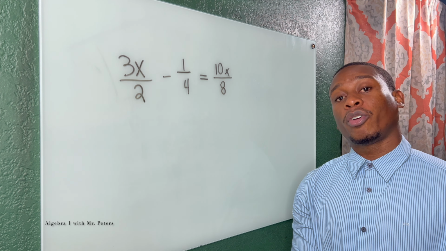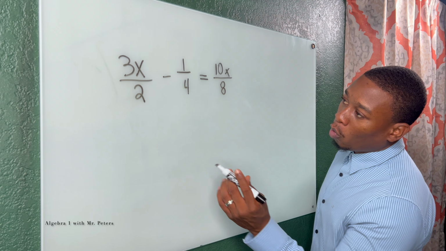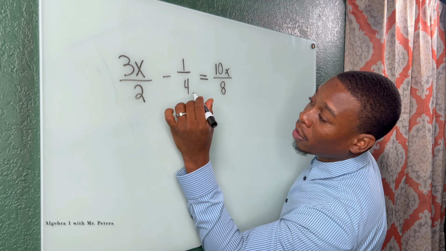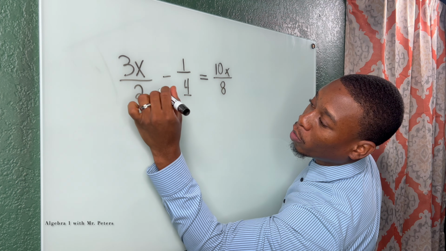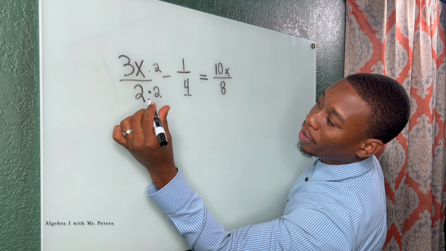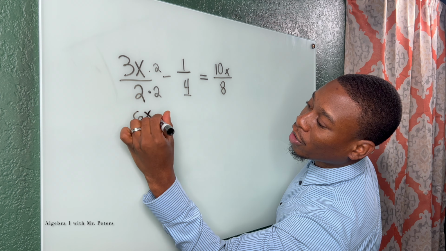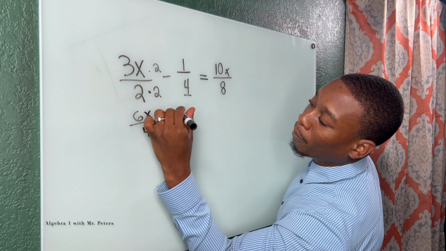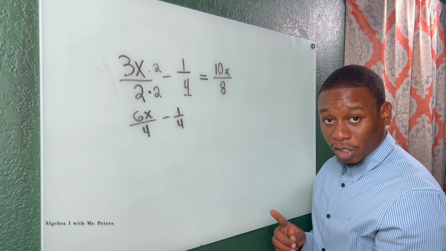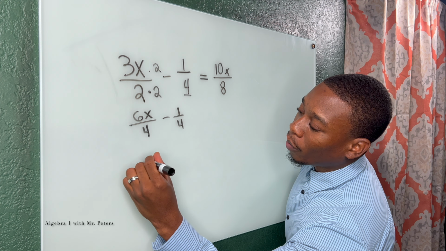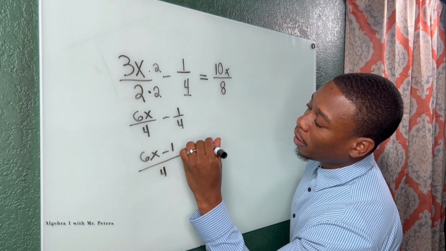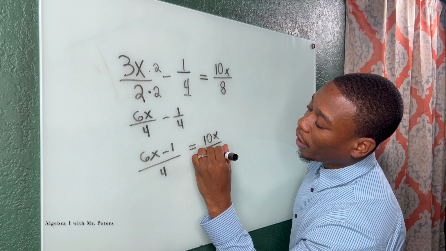So if you want to use the create a proportion method, what we could do is simplify this side by combining. If I want the same denominator, I could multiply 3x over 2 by 2. So this turns into 6x over 4 minus 1 over 4. Now at this step, I could combine this into one expression, meaning I would have 6x minus 1 all over 4 is equal to 10x over 8.